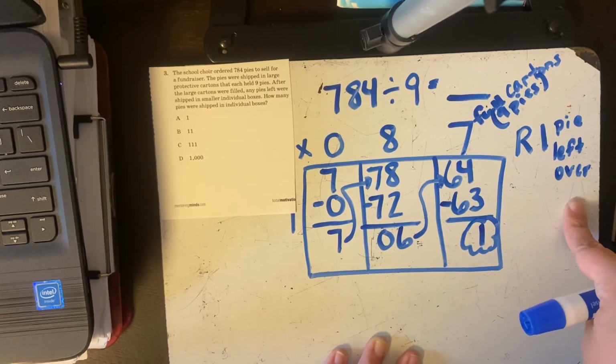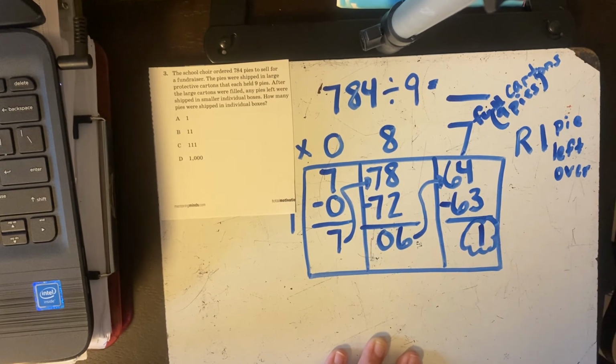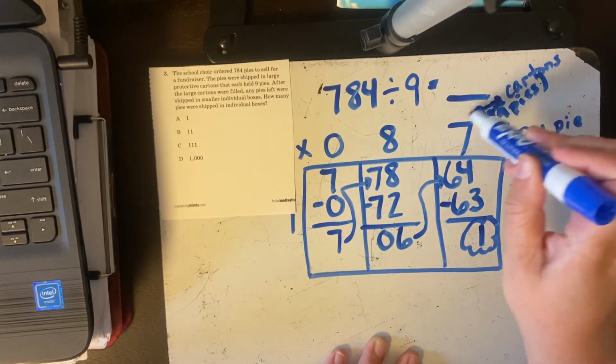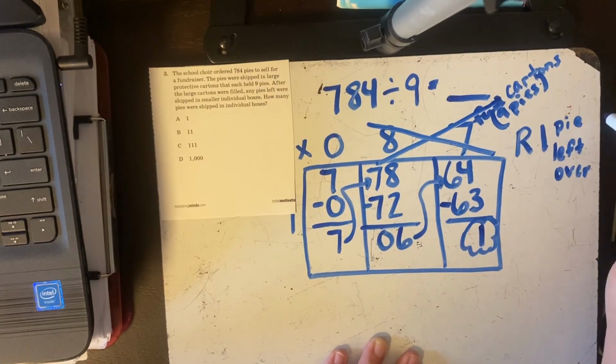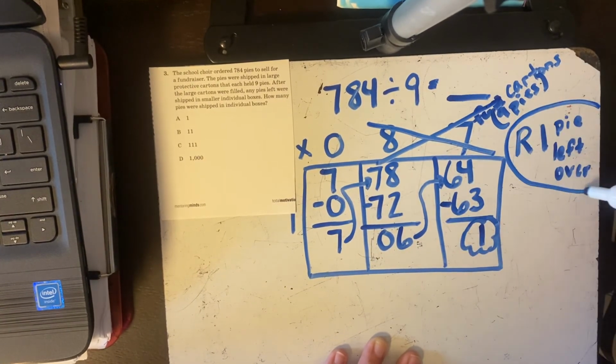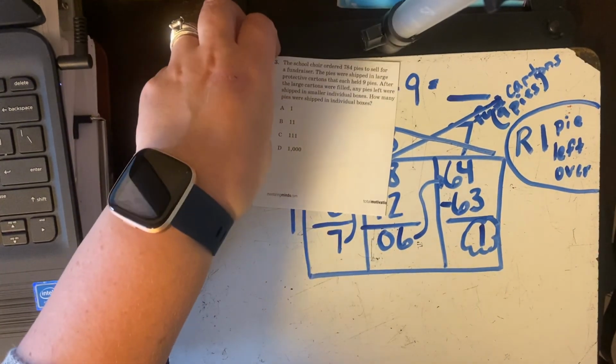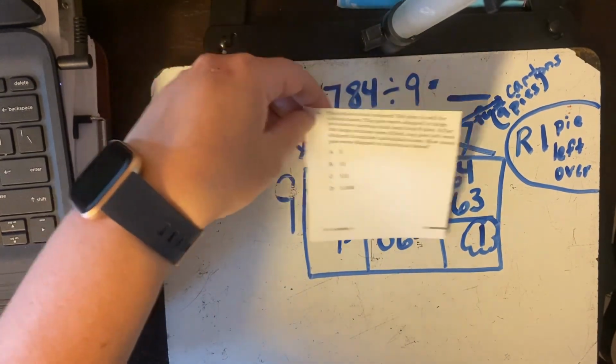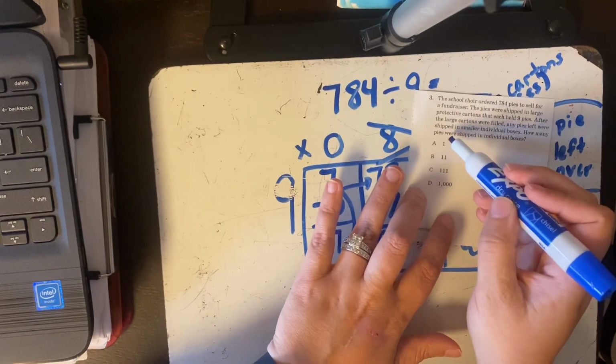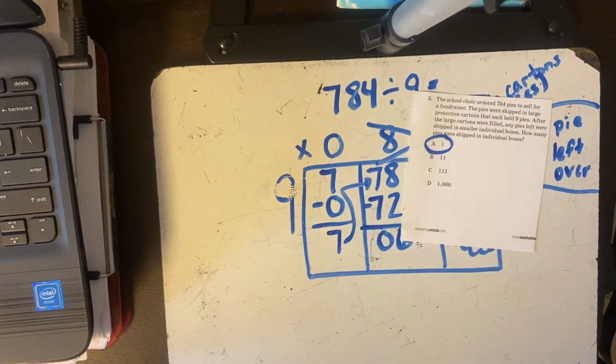So when we are interpreting a division answer for this particular problem, we are not going to use the 87. We're just going to be focused on our remainder, 1 pie that's left over. So the answer to question number 3 is going to be A. There's going to be 1 pie that's shipped individually by itself because there's 1 pie that was left over.